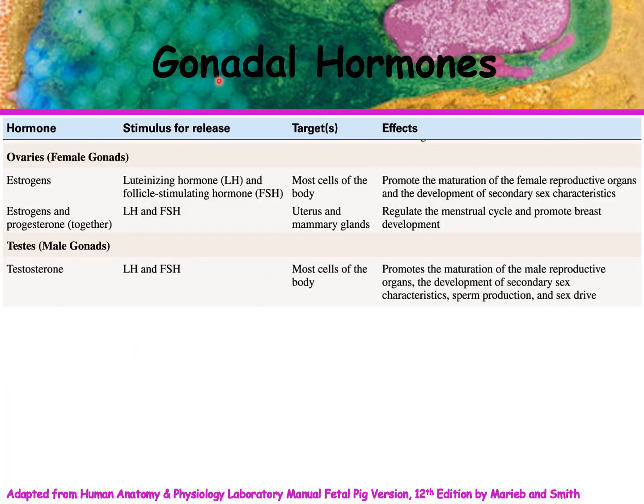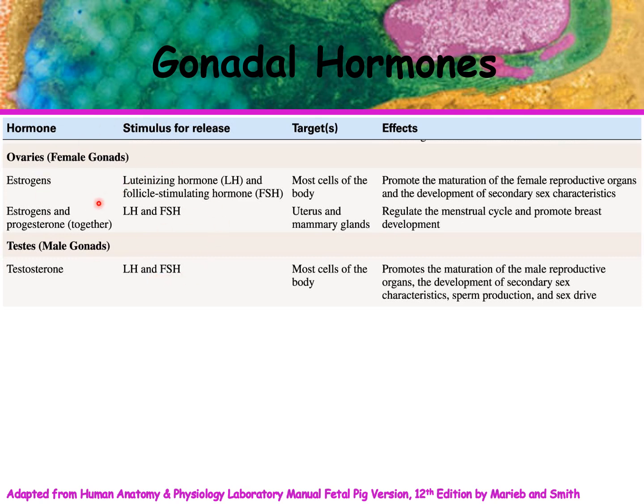So here we see the stimulus for release for our hormones from the ovary and testes. And we see that they are stimulated to be released by the gonadotropic hormones, LH and FSH. And these hormones are trophic hormones from the anterior pituitary.